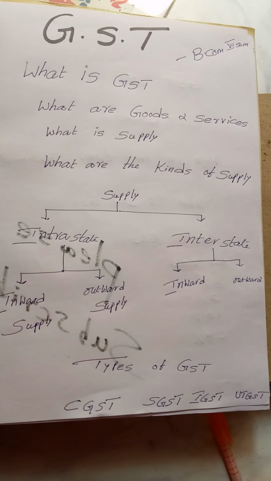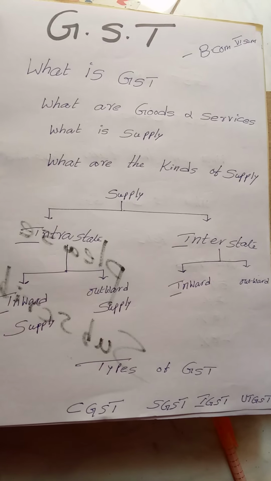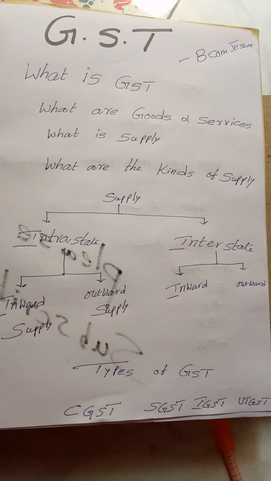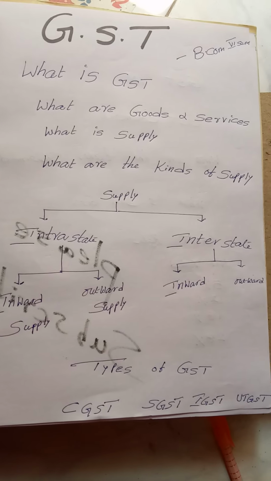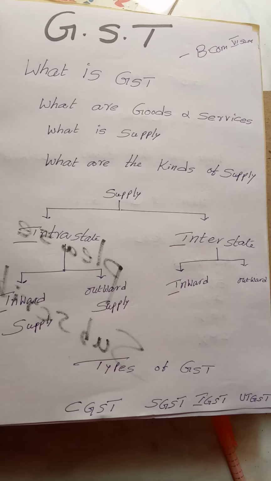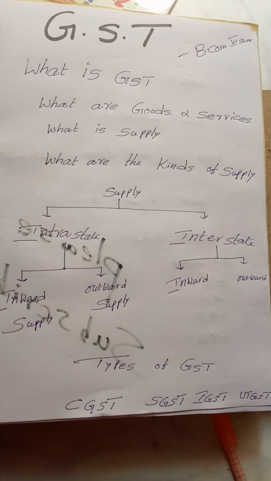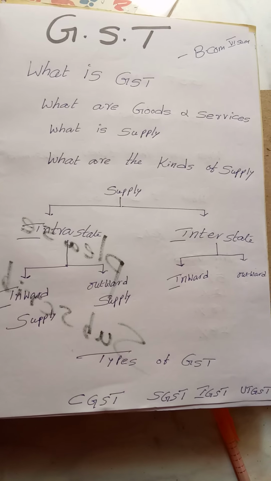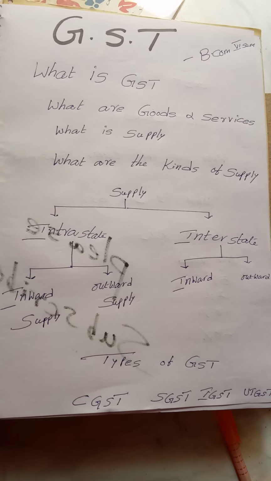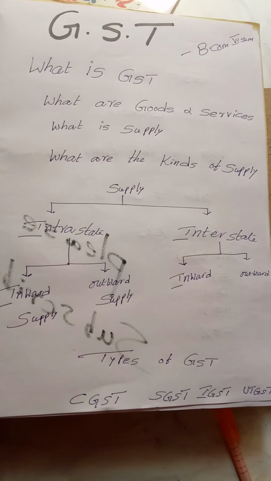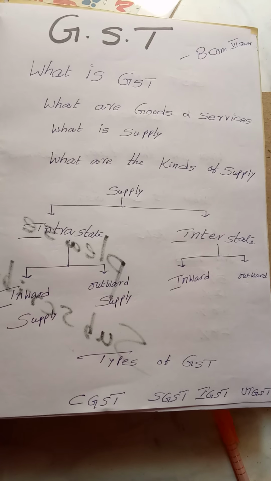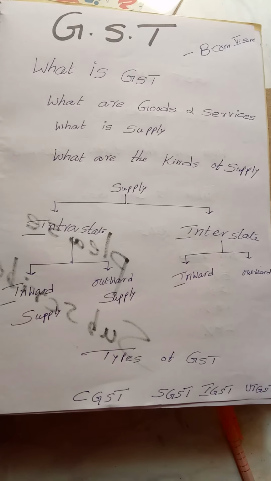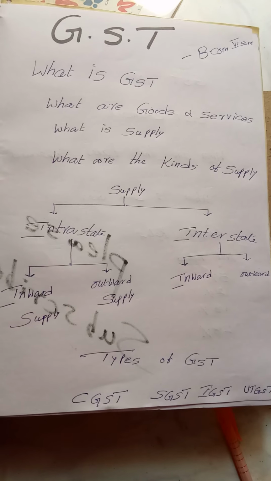My dear students, here GST will be levied on supply. So we need to study about supply. Supply is anything which is a movement of goods or services from one person to another person. It may be a sale, it may be a rent, or it may be a lease or exchange or barter, whatever it may be, my dear students. When some supply happens, there is a possibility of GST.